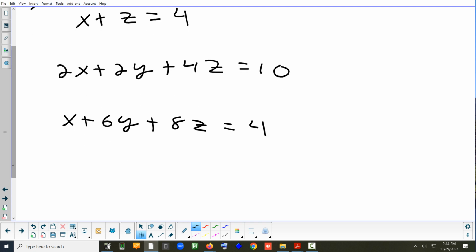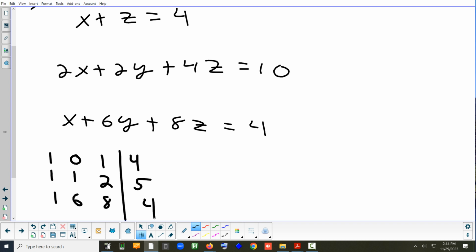So what's my top row going to be in my matrix? 1, 0, 1, 4. Now, dividing everything by 2, what's going to be my next row? 1, 1, 2, 5. And what about your third row? 1, 6, 8, 4.